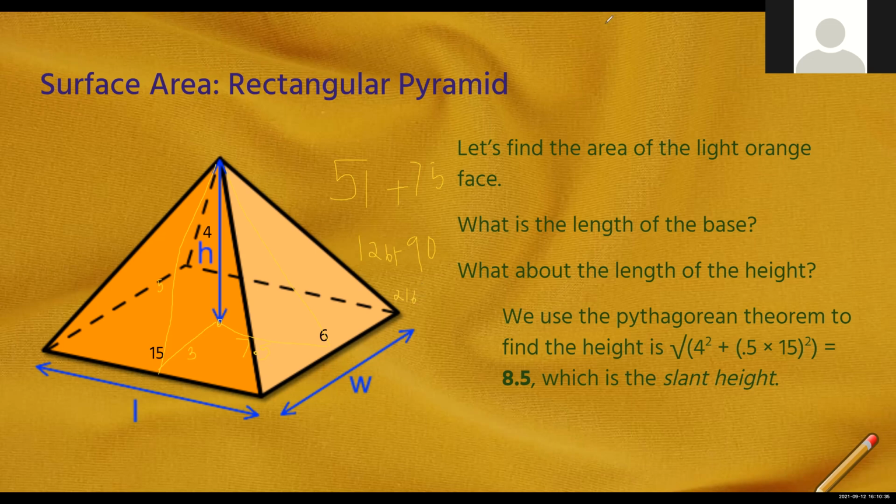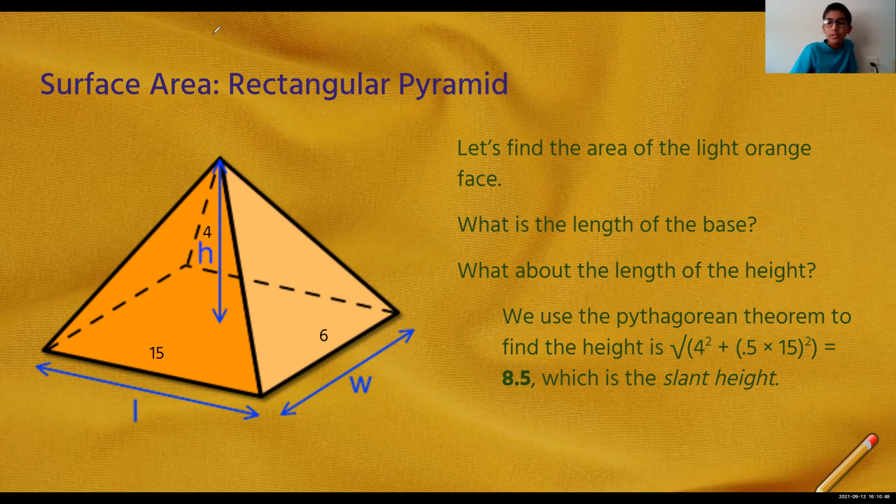Does anyone have any questions? Do you have any questions? I have a question about the slant height. Yeah, go ahead. So why did you use the slant height for that equation?